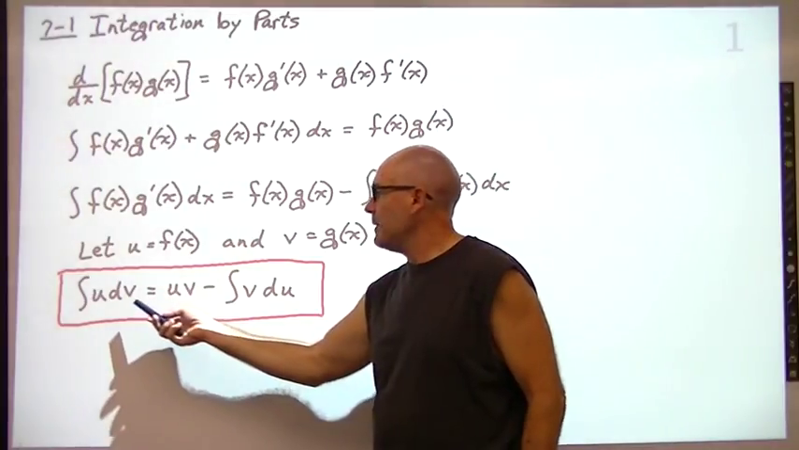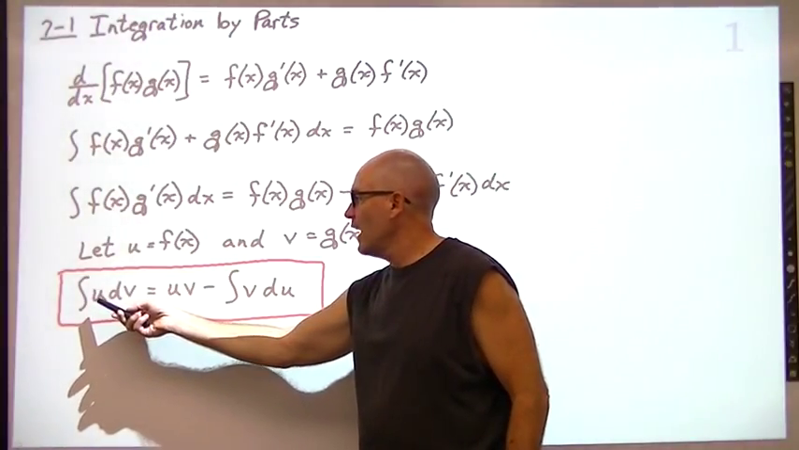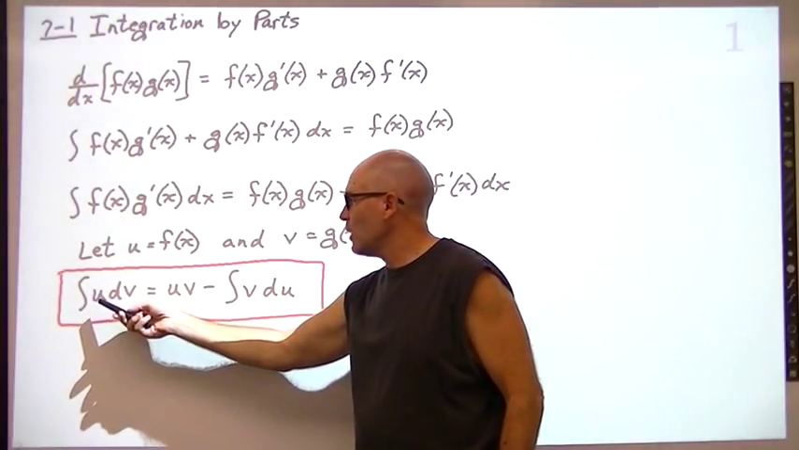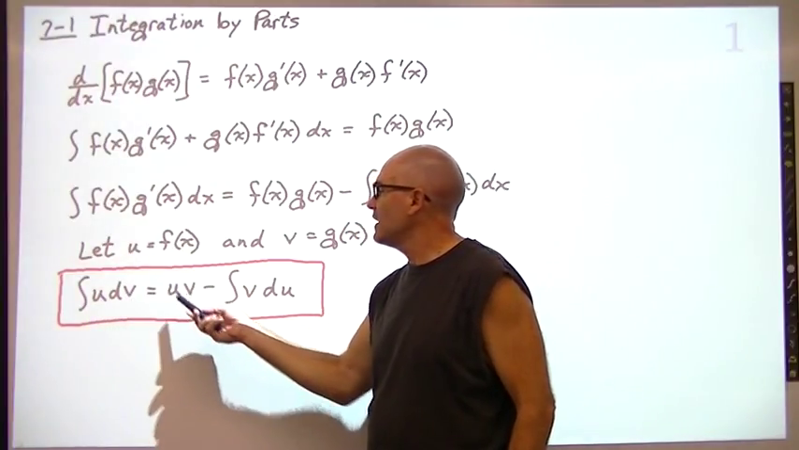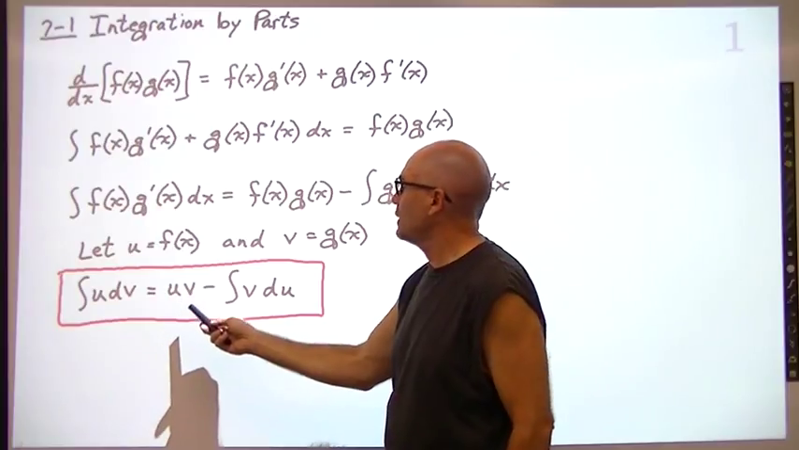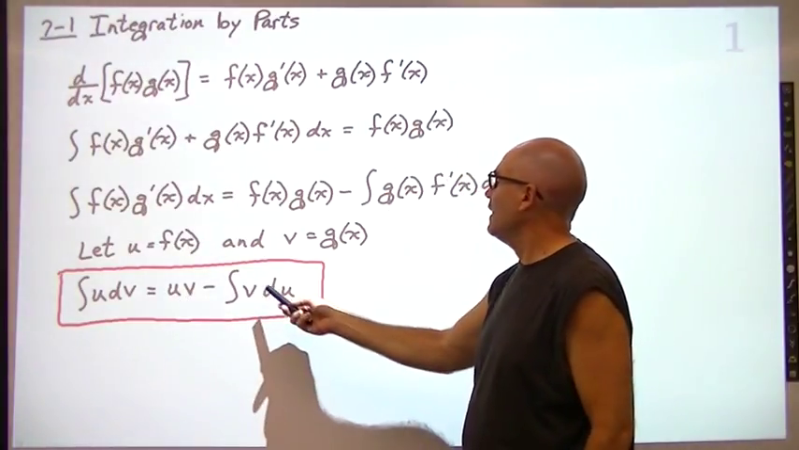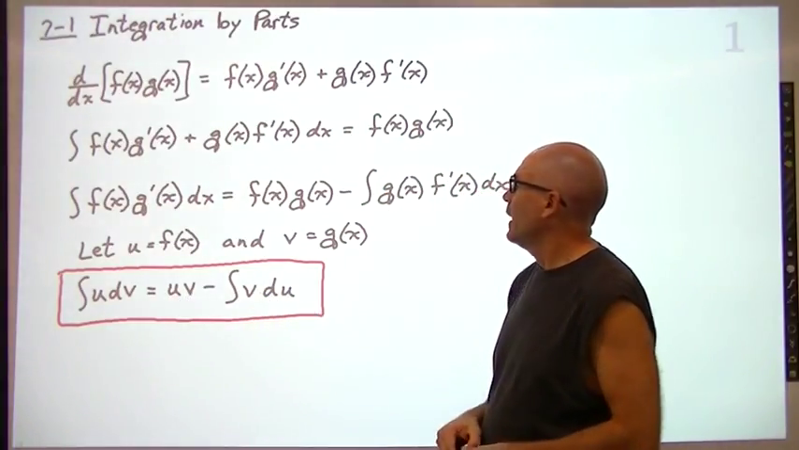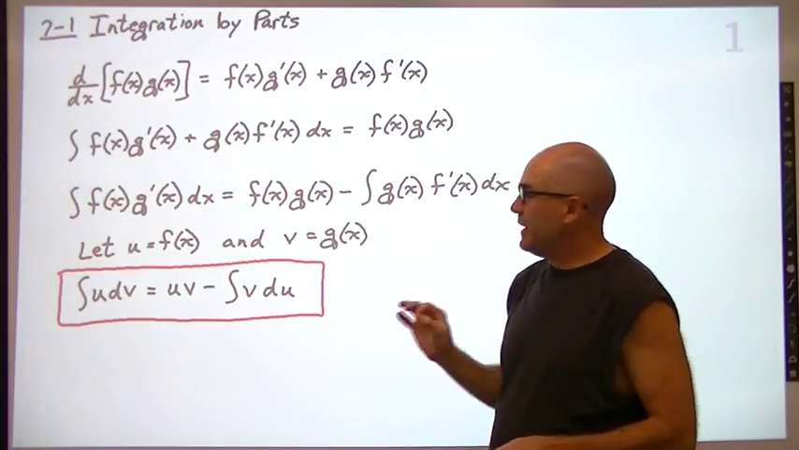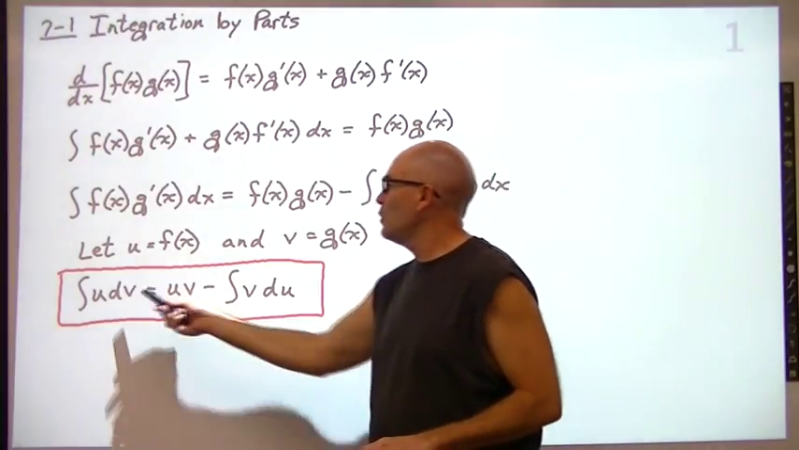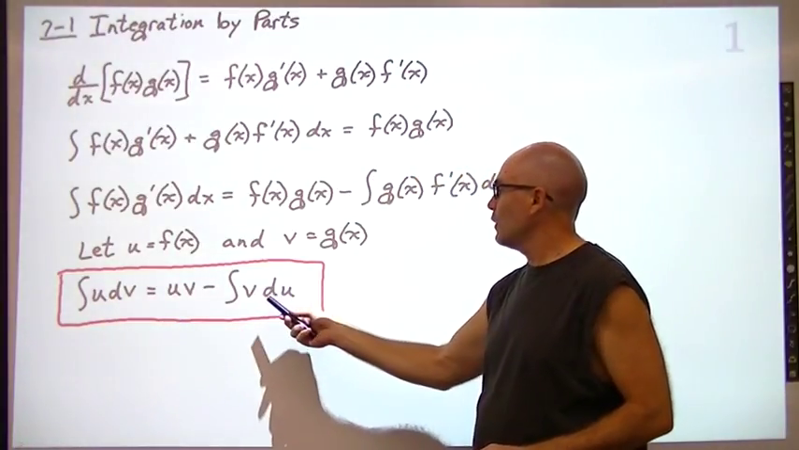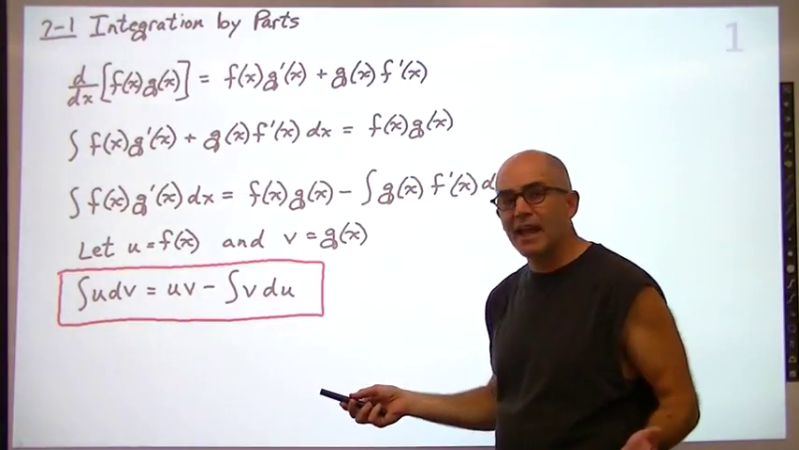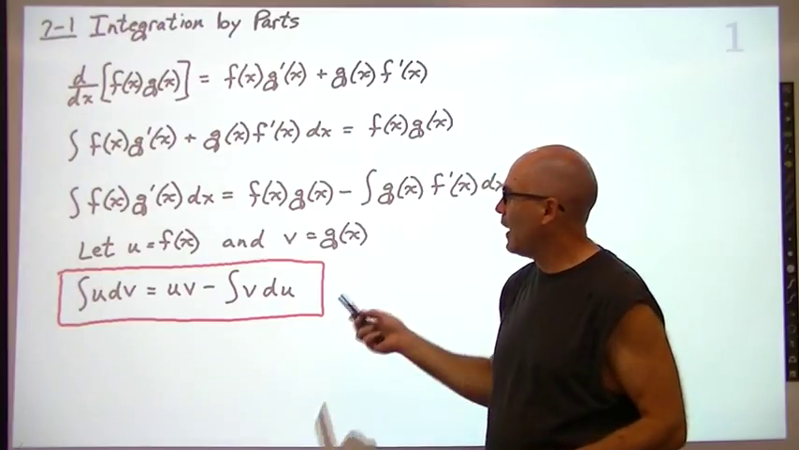Okay, so that means we're looking for an integral of u dv, and we can split that up into two parts, the uv and the integral of v du. Now this is going to come in handy when the integral of u dv is difficult to do, but the integral of v du is a piece of cake. So that's what we're looking for.